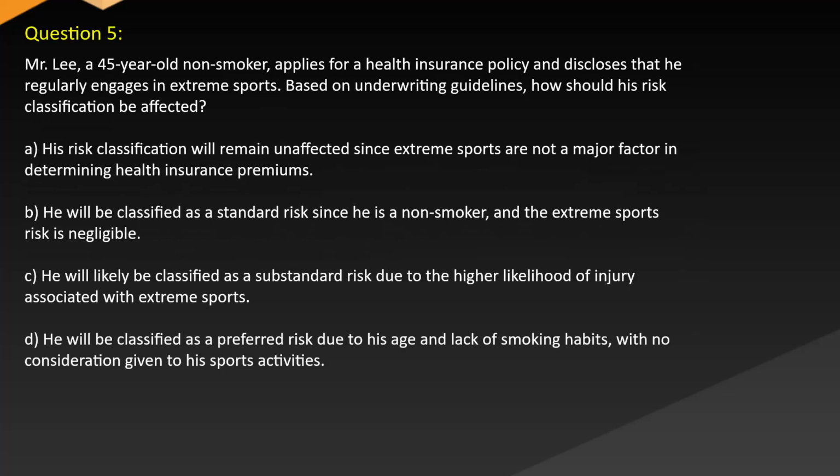Question 5. Mr. Lee, a 45-year-old non-smoker, applies for a health insurance policy and discloses that he regularly engages in extreme sports. Based on underwriting guidelines, how should his risk classification be affected? A. His risk classification will remain unaffected since extreme sports are not a major factor in determining health insurance premiums. B. He will be classified as a standard risk since he is a non-smoker and the extreme sports risk is negligible. C. He will likely be classified as a substandard risk due to the higher likelihood of injury associated with extreme sports. D. He will be classified as a preferred risk due to his age and length of smoking habits, with no consideration given to his sports activities.